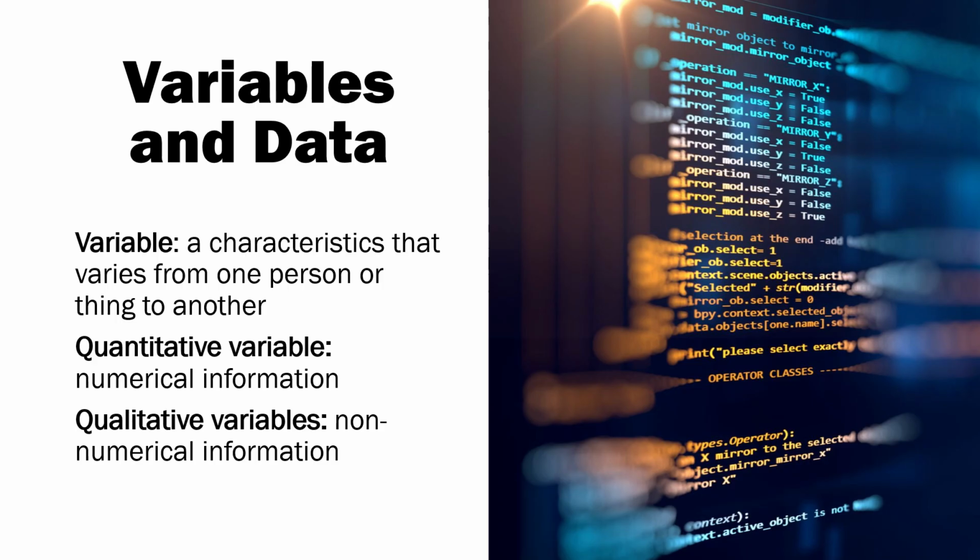A characteristic that varies from one person or thing to another is called a variable. And so there are a lot of examples of variables for humans or anything that we can see all over the world. An example for a human would be like our height or our weight. Now, we can have variables that give us numerical information, and these are called quantitative variables. And then we have variables that do not give us quantitative data. They are called non-numerical qualitative variables.